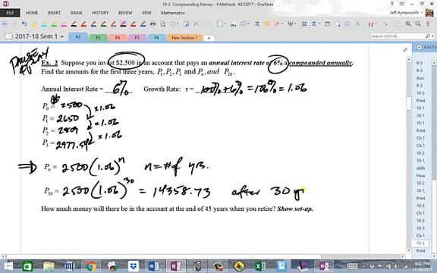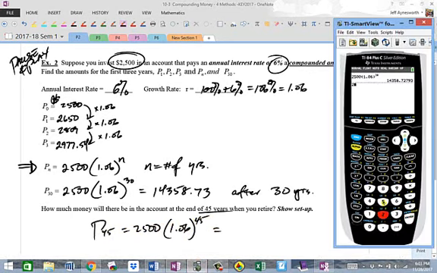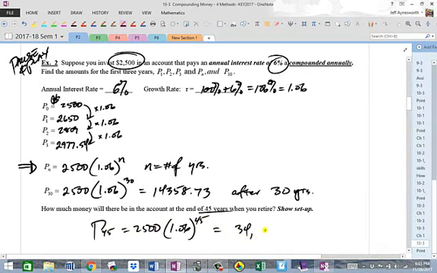Okay, how much will there be after 45 years? Well, that's P sub 45. So 2,500 times 1.06 to the 45th power. So 2,500 times 1.06 raised to the 45th power. And we get a little over 34,000, right? $34,411.53 after 45 years.